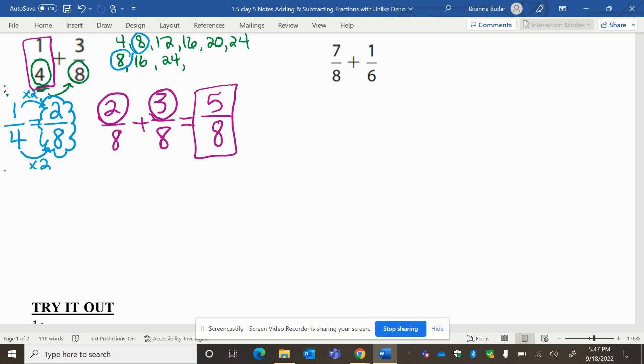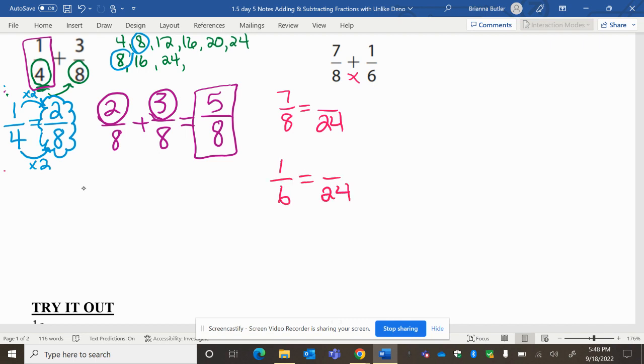If you didn't think through that, you could have just multiplied these together, 8 times 6, and got 48. 48 is another common multiple that they have, so you could do that. I'm going to use 24 here because 24 is another common multiple that they have. But this time I'm changing both fractions, so I'm going to write both out.